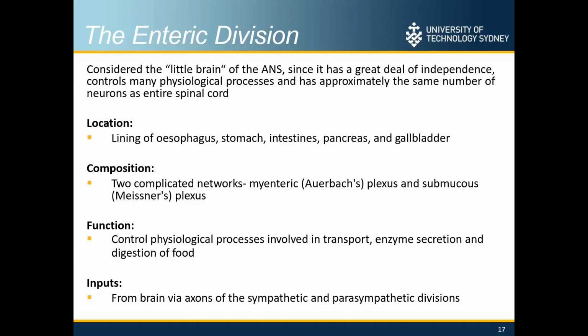It is mainly composed of two networks. So you've got the myenteric or Auerbach's plexus, and you also have the submucous or Meissner's plexus. The function of the enteric division is to control the physiological processes involved in the transport, enzyme secretion, and also the digestion of food. The enteric division receives input from the brain via the axons of the sympathetic and the parasympathetic divisions of the autonomic nervous system.